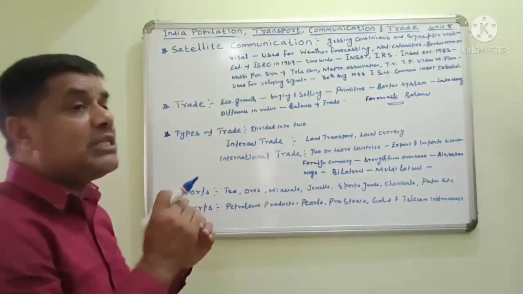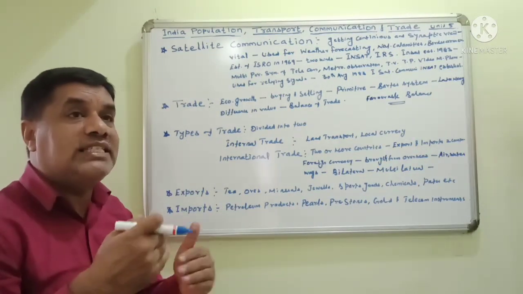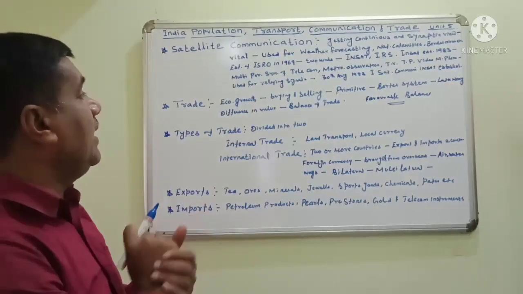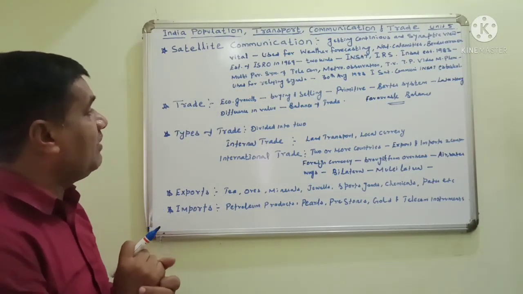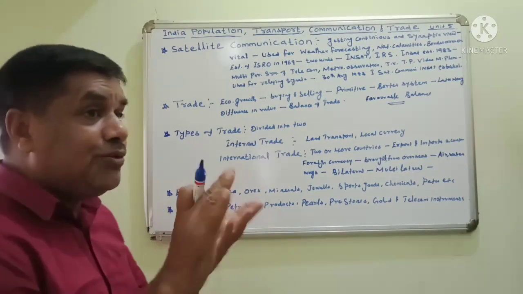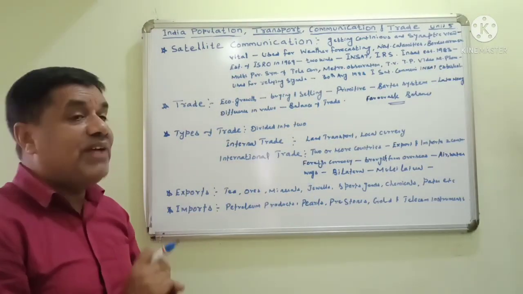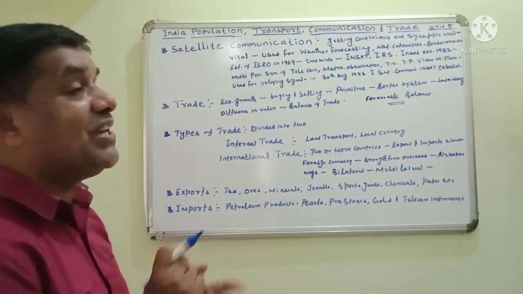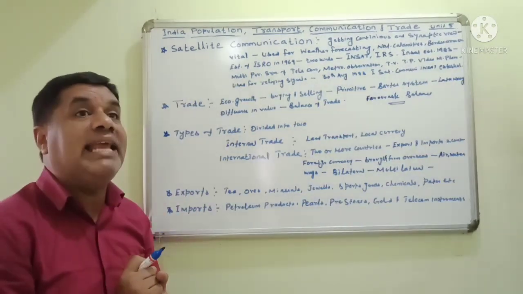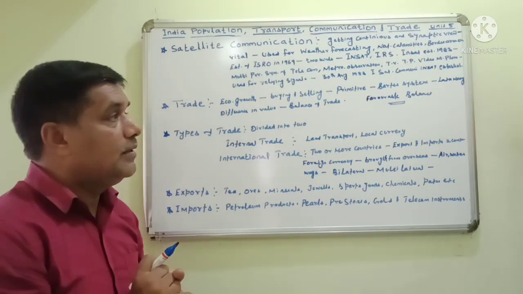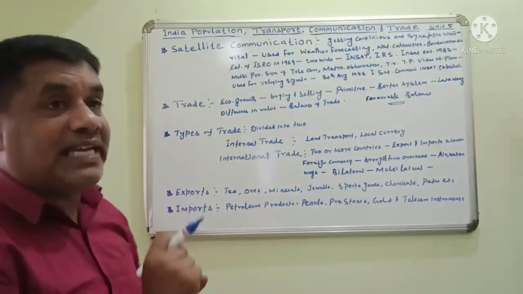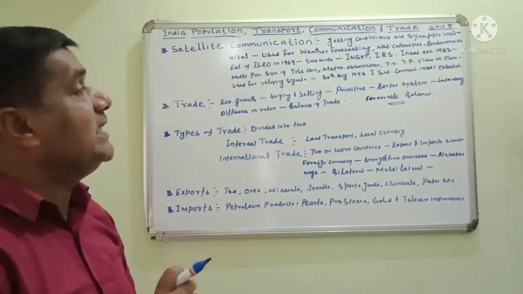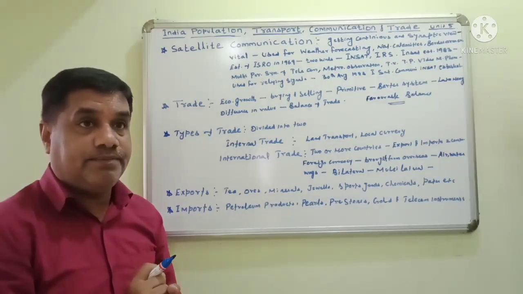The difference between the export and import of goods and services, sent to other countries and imported into our country, is a difference in value. This difference in value is known as the balance of trade. There are two kinds of balance of trade: favorable balance of trade and unfavorable balance of trade.